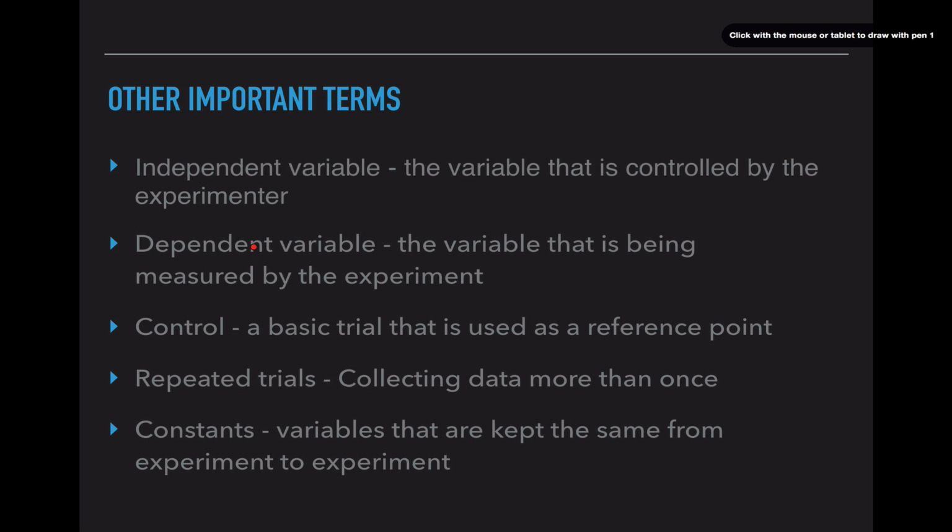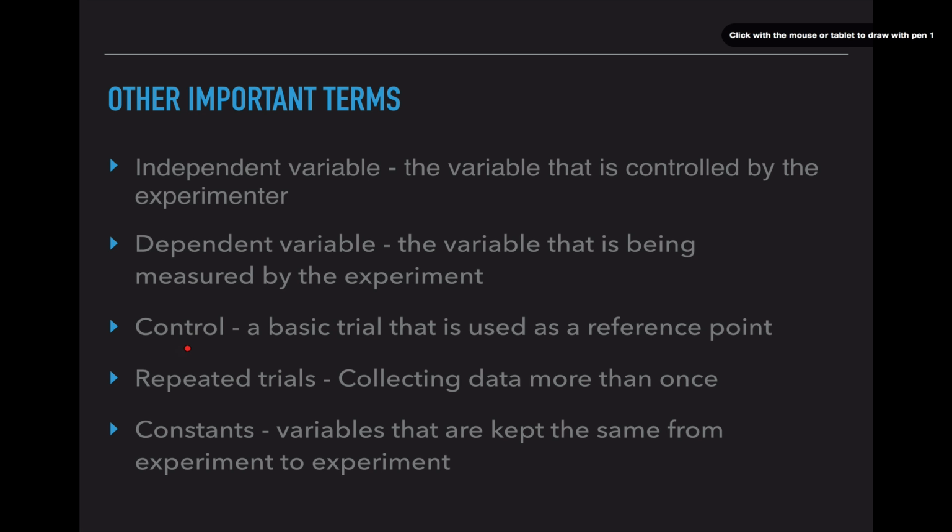Independent variable. This is the variable that is controlled by the experimenter. This is the one that you are saying, I'm going to adjust the amount of sunlight that a plant gets in the day. The dependent variable is a variable that is being measured by the experimenter. So when I adjust the amount of sunlight the plant receives in one day, how does that affect the height that the plant grows?